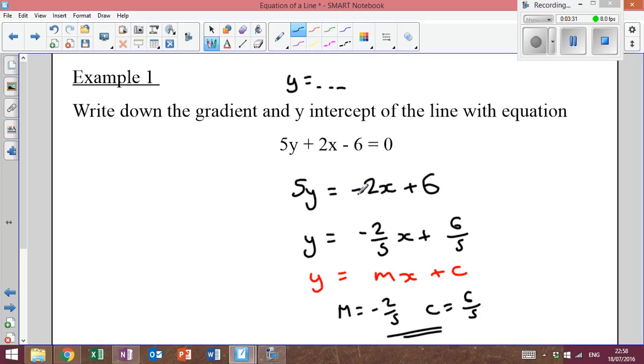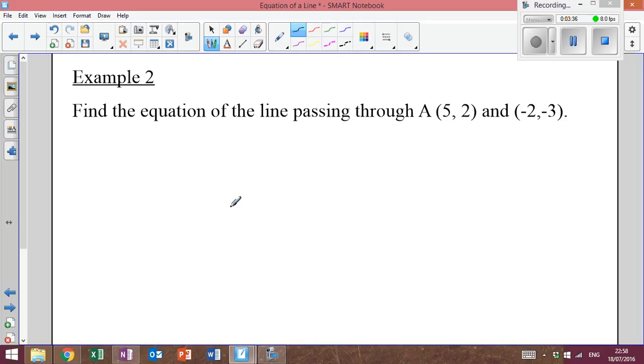Okay, anytime you need to lift it out, it needs to be as y equals. That's a big, big thing there. Find the equation of the line passing through the point A, and that should say B there. Let's stick that in, sorry. Okay, we're looking for the equation of a line.